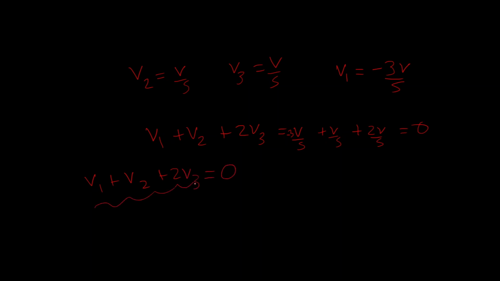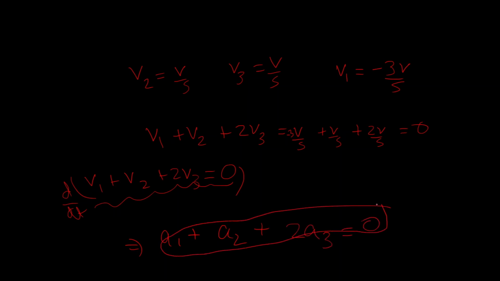So once I differentiate this with respect to time, I am going to be left with nothing but A1 plus A2 plus 2A3 is equal to 0. And that is the required proof that we had to do. So that's it for this video. I hope you understood the concept.